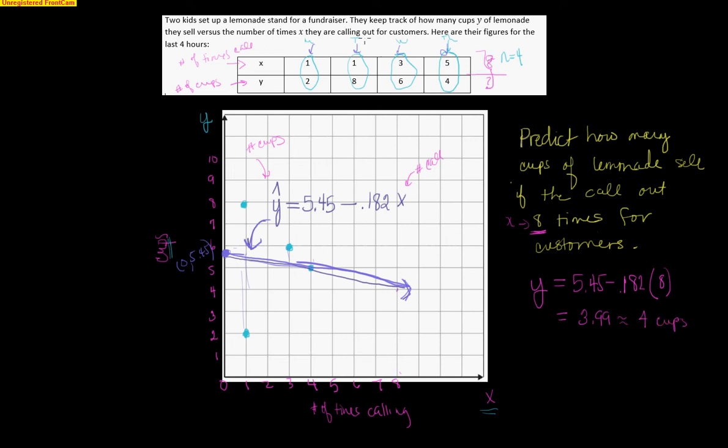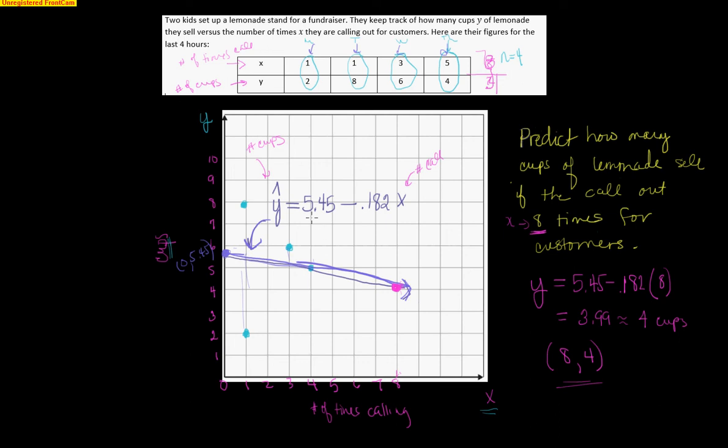So if we call out 8 times, we would sell that. Now that doesn't mean they will sell exactly 4. It's just a predicted value. And if you look here on our graph, if we go out to 8 and up to 4, look at how close. Well, actually, it is on the line, because that is the equation of that line. So in other words, if we were to call out 8 times, we would sell 4 cups, roughly. Okay, that's an ordered pair.